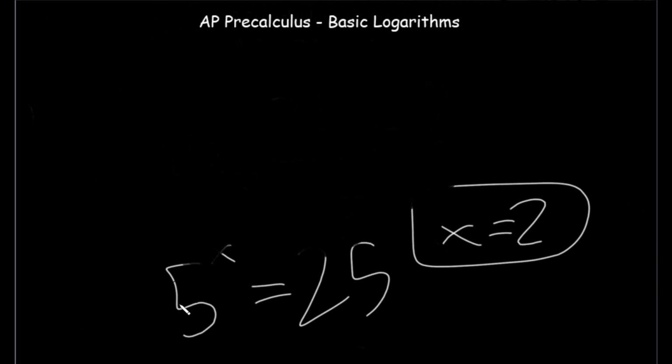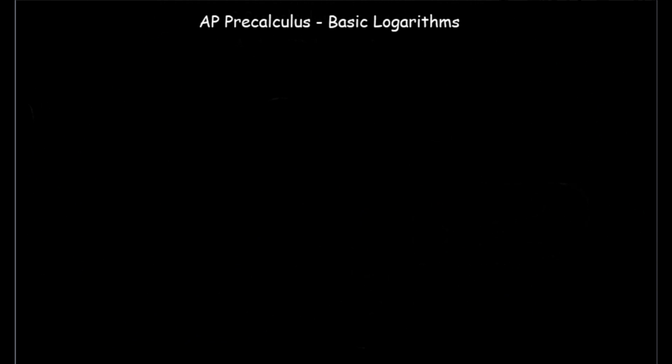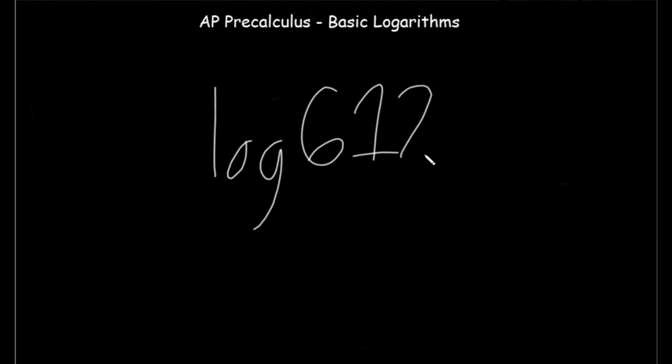But say we have a question like log 6125. And by the way, when you don't see a base, that means the base is just 10. When you see a logarithm expression that doesn't have a base, like a base of 2 or a base of 7, then the base is just 10. Just so we're clear on that.